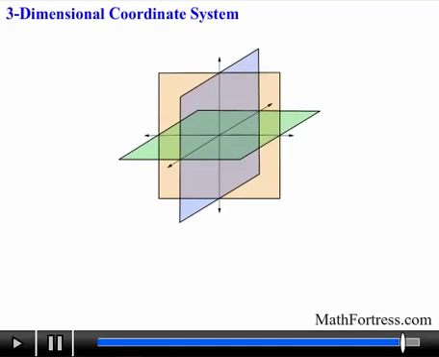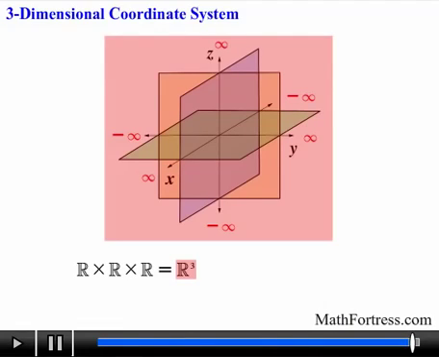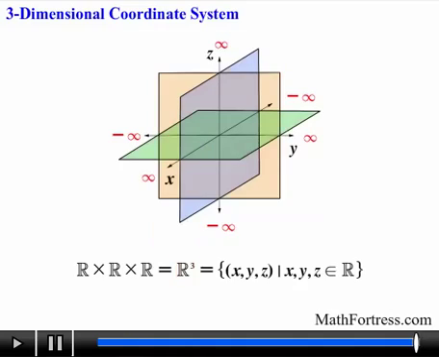In a 3-dimensional coordinate system, you are free to move along 3 lines: infinitely to the west, infinitely to the east, infinitely north, infinitely south, infinitely up, and infinitely down. Mathematically, we can define all the points in a 3-dimensional coordinate system by the Cartesian product R times R times R, or R cubed, where R cubed, in this case 3D space, consists of all the ordered triples where the values of x, y, and z are elements of the real numbers.